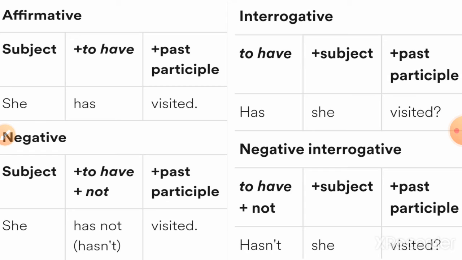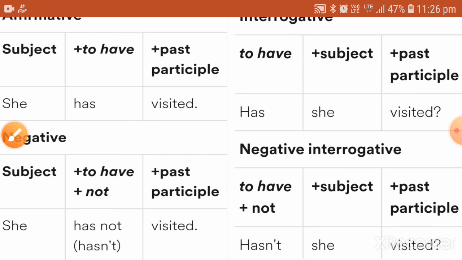Negative interrogative, to have plus not, it means hasn't. Hasn't she visited? Here we can also write has she not visited. Not you can place here if you want to know. After she you can say. But hasn't we can't say, it's wrong. It's also right.